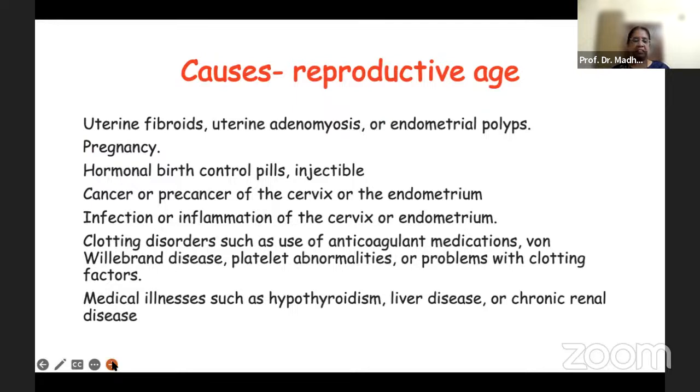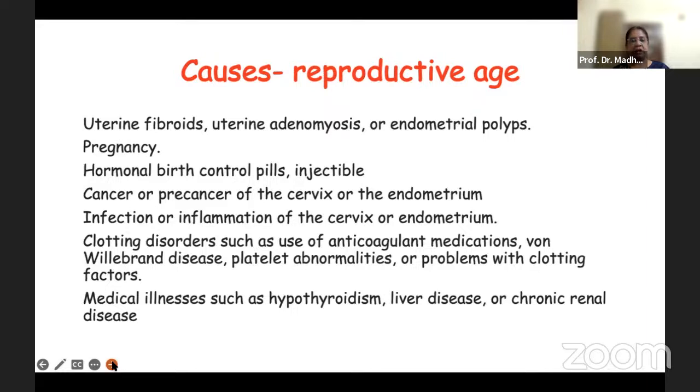What are the various causes in the reproductive age? Uterine fibroids, adenomyosis, endometrial polyps, pregnancy, hormonal birth control pills. Now these pills have a component of estrogen and progesterone. Sometimes if there is breakthrough bleeding when taking these pills, we can increase the dose of estrogen so that the patient doesn't have bleeding. Patients sometimes forget to take the pills, and then also they may have irregular bleeding.